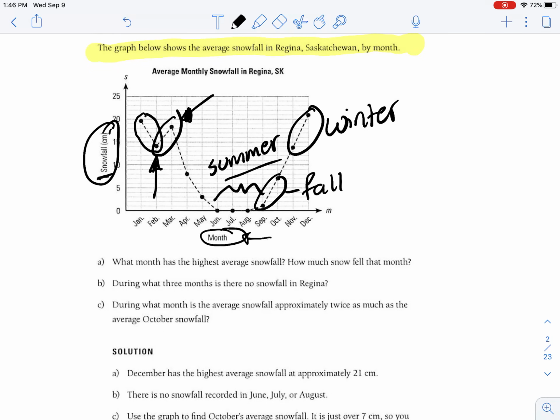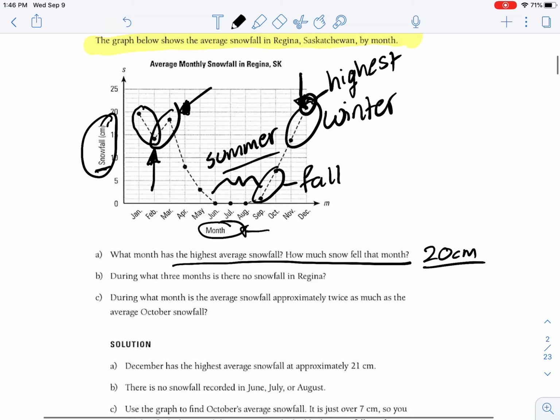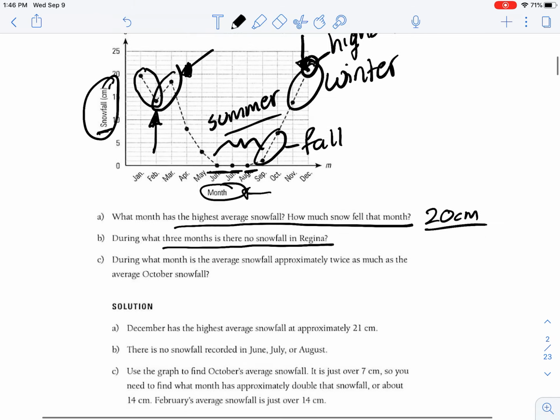Now, you can understand a bunch from this, okay? What month has the highest average snowfall? How much snow fell that month? Well, the highest point is found right here, okay? And what month is that? That's in December, which makes sense. And there was about 20 centimeters of snowfall, okay? What are the 3 months with no snowfall? Well, we just talked about it. It's June, July, and August, okay?